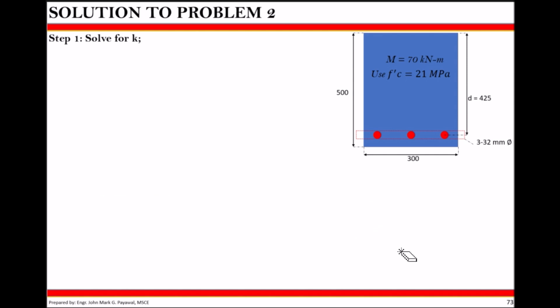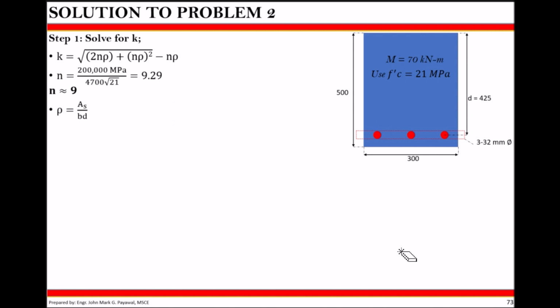So to do that, step number 1, solve for K. Your K would be equal to the square root of 2n rho plus quantity n rho squared minus n rho. N would be equal to 200,000 over Ec. It's not specified if it's normal weight or what, so we assume it's normal weight. Therefore, we use Ec equal to 4,700 square root of 21. Therefore, n would be 9.29. We use the nearest whole number, equal to 9.0.